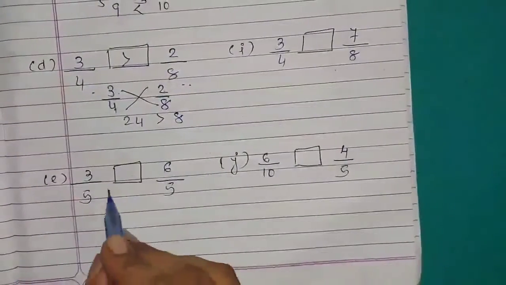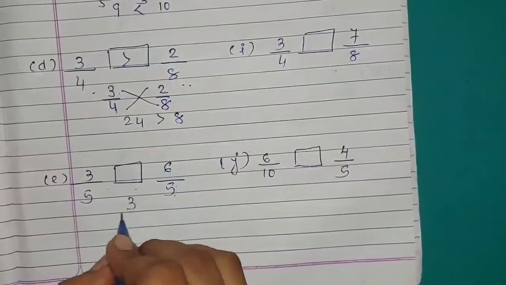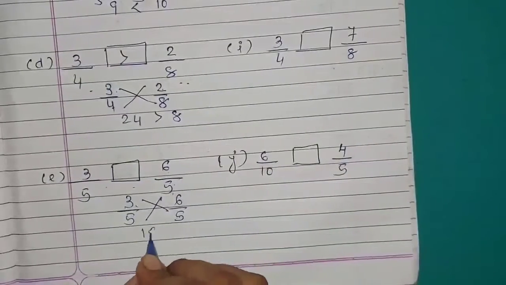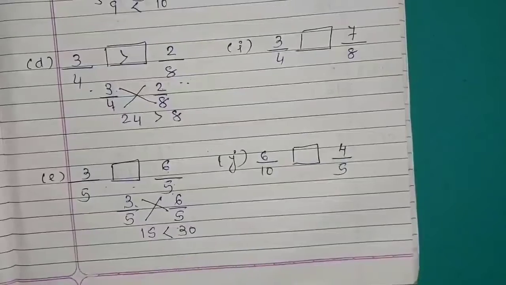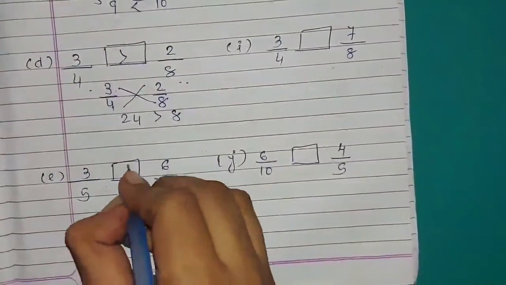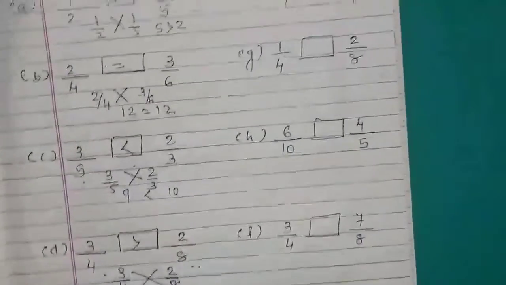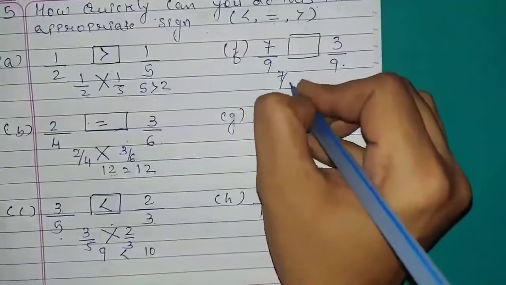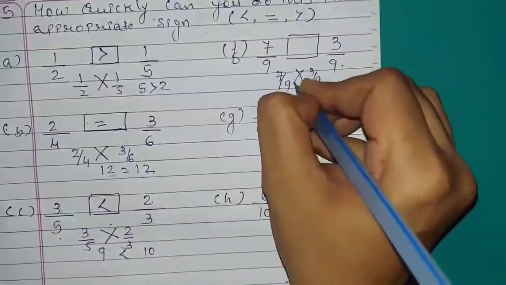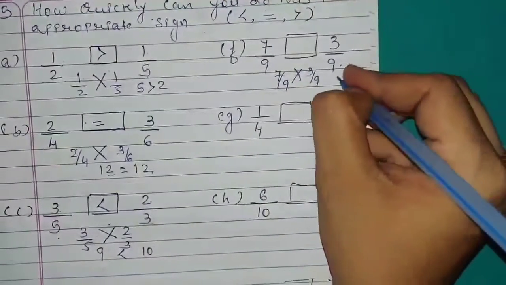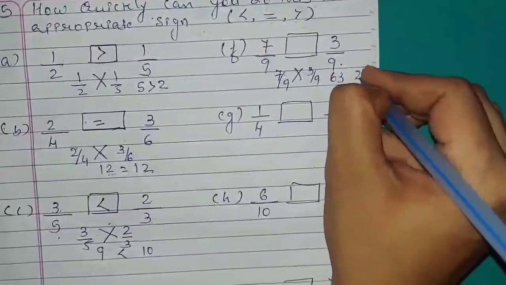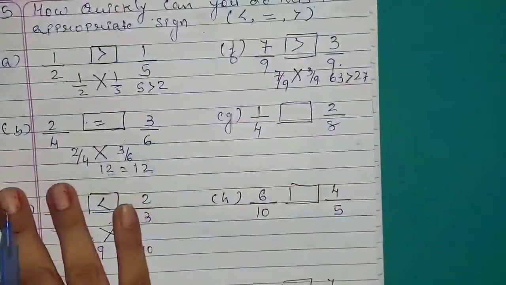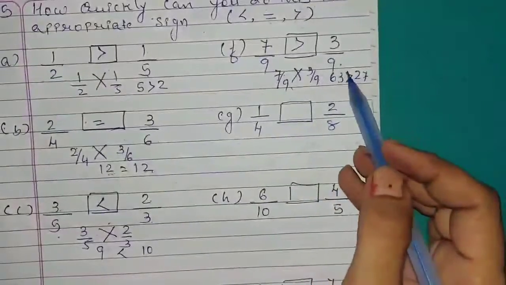Now number E, 3 upon 5 and 6 upon 5. So 3 upon 5, 6 upon 5. Here cross, 3 5s are 15, 6 5s are 30, 15 is less than 30, therefore 3 upon 5 is less than 6 upon 5. Now number F, 7 upon 9 and 3 upon 9. So here we will do 7 upon 9, 3 upon 9, cross, 7 9s are 63 and 3 9s are 27, so this is greater. Therefore, 7 upon 9 is greater than 3 upon 9. And these are like fractions.